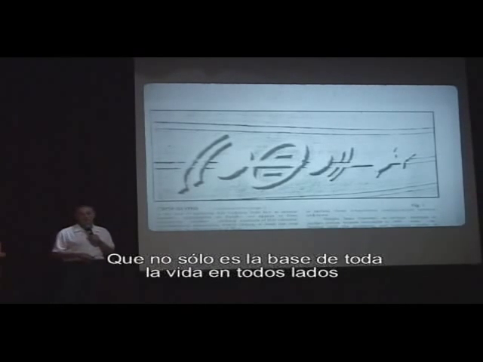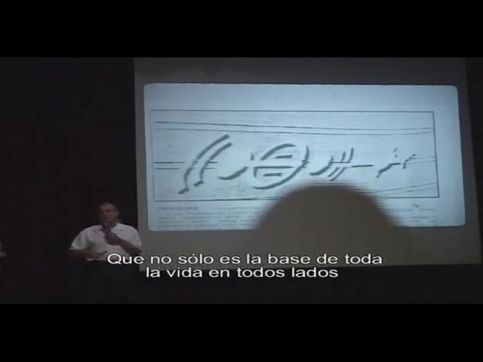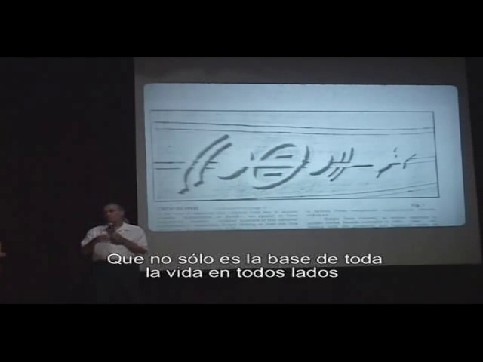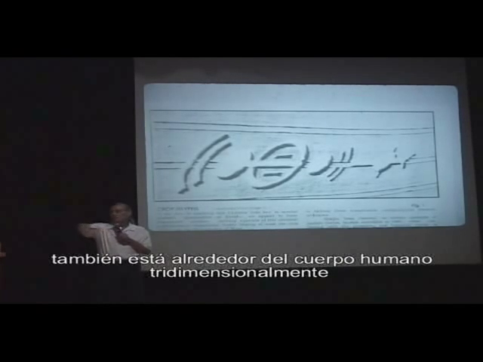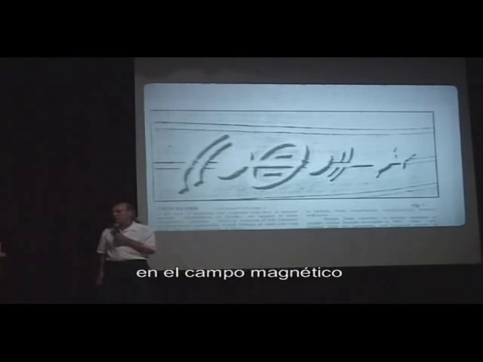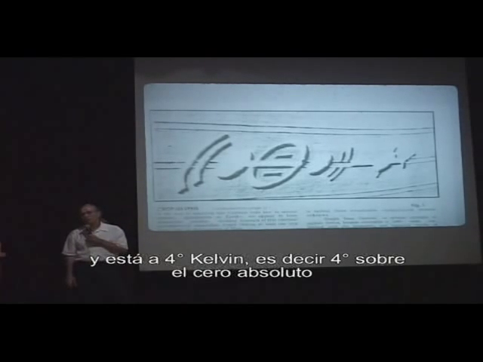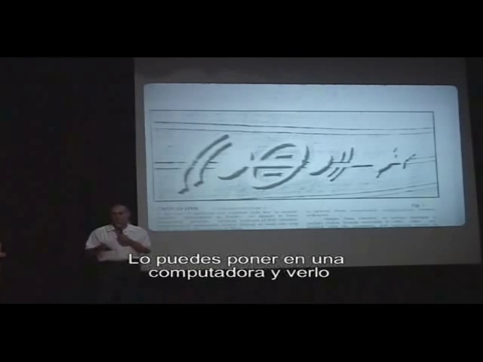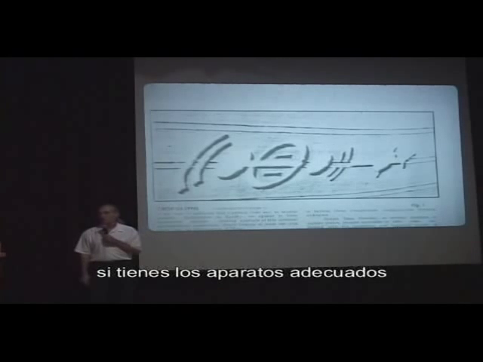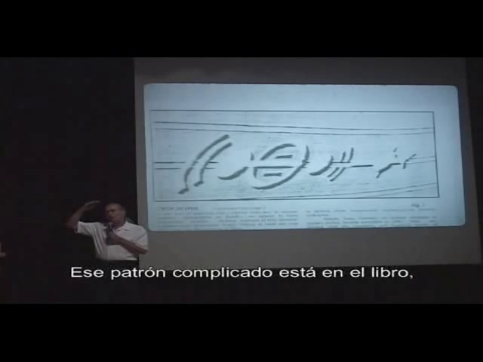And I told him that it not only is the basis of all life and all structure and everything else like that, but it actually exists around the human body three-dimensionally in an electromagnetic field that sits at about 4 degrees Kelvin. That's about 4 degrees above absolute zero. And you can actually put it on a computer screen and see it if you have the right instruments and everything.